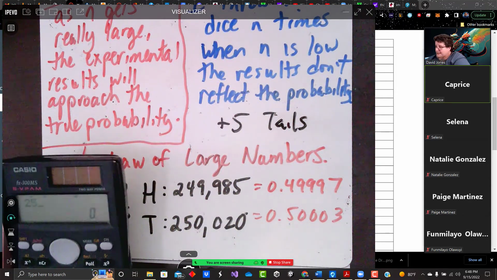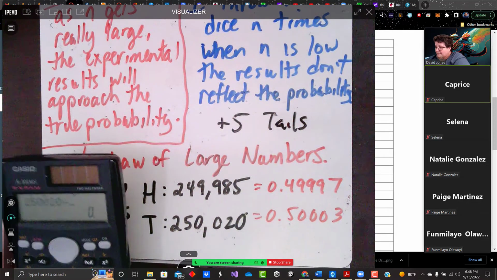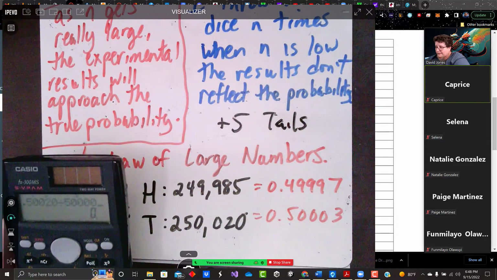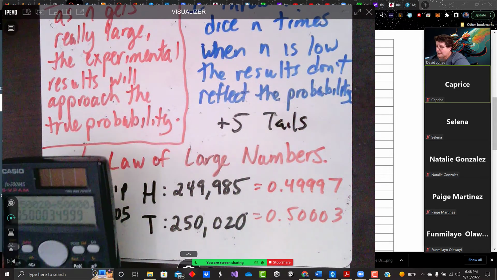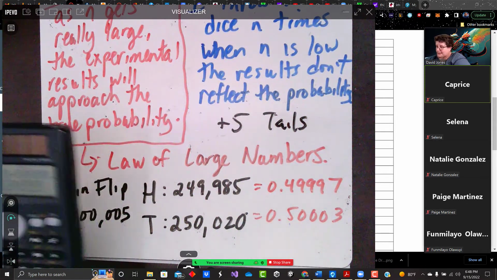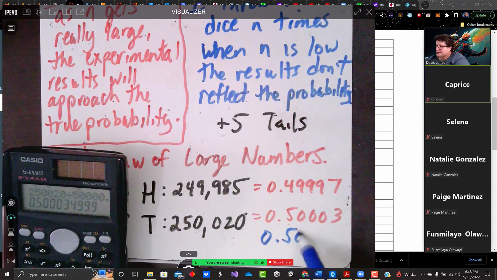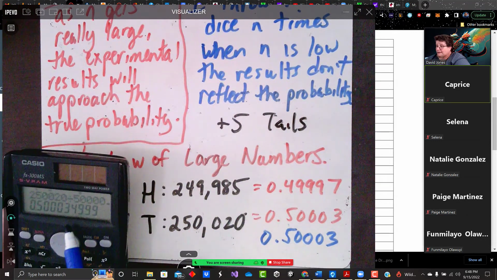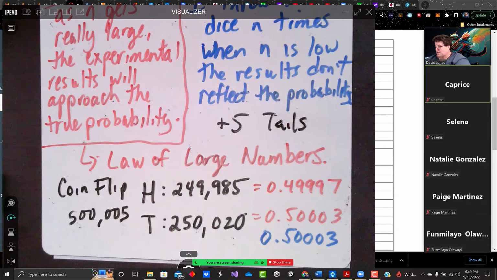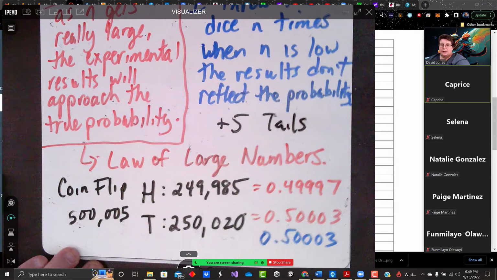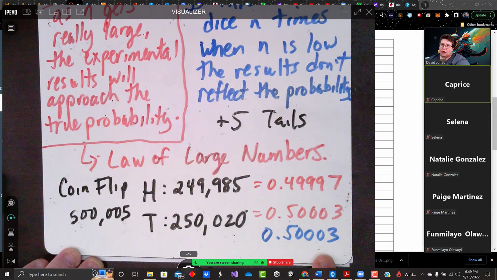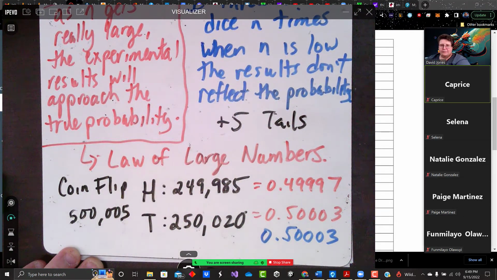I've got 250,020 divided by 500,005. And I get, to 5 decimal places, 0.50003. Flipping the coin and getting 5 tails in a row, which is not easy to do, did not change the probability at all. So that's the idea of large numbers. Eventually, you do it enough times that doing it more times doesn't change the outcome.